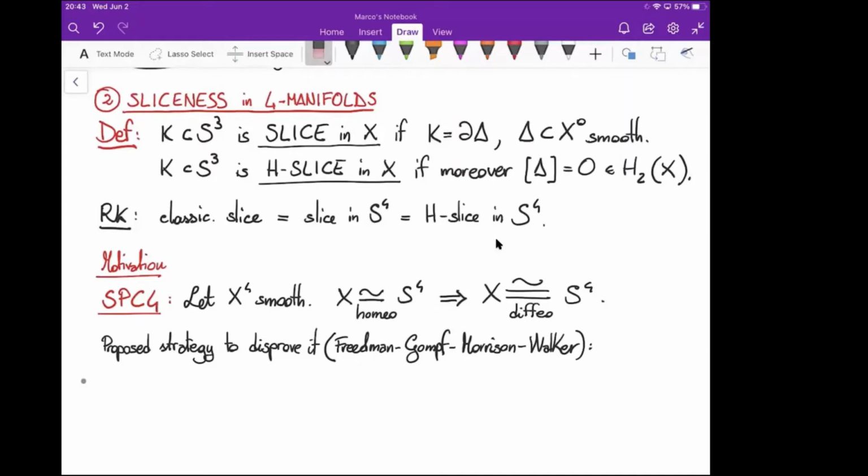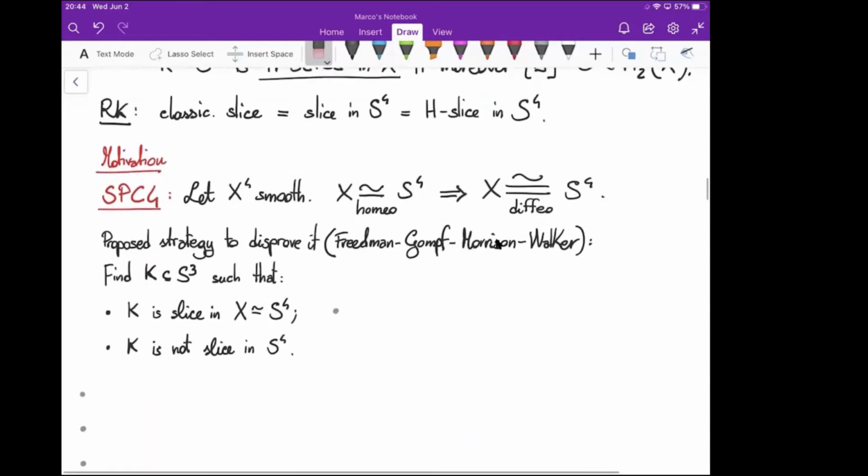I think that maybe 10 years ago, I had the feeling that most people in the field would have bet on the smooth Poincare conjecture in dimension 4 to be false. And now I see more people that maybe would bet on it being true. So I really don't know if it's true or not. Well, if I knew, I guess I would win a Fields medal. But here is a proposed strategy to disprove it that was outlined in a paper of Freedman, Gompf, Morrison, and Walker.